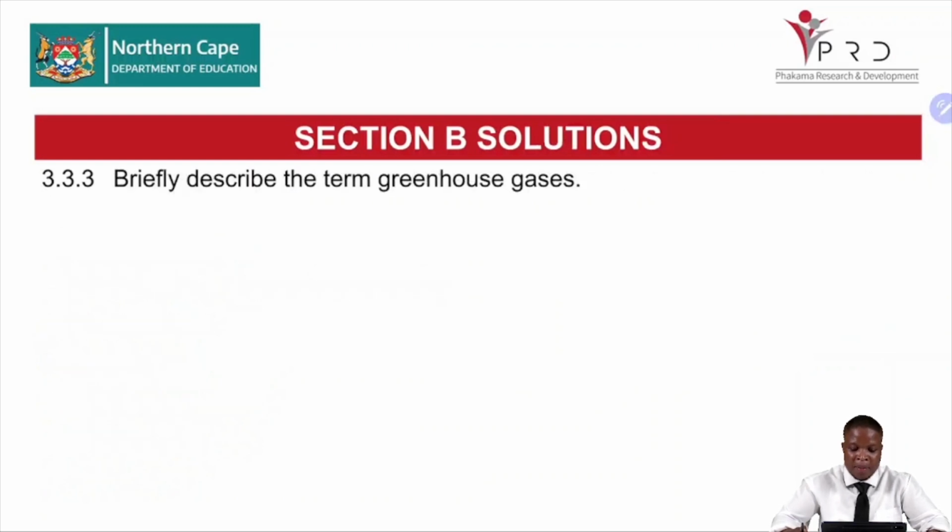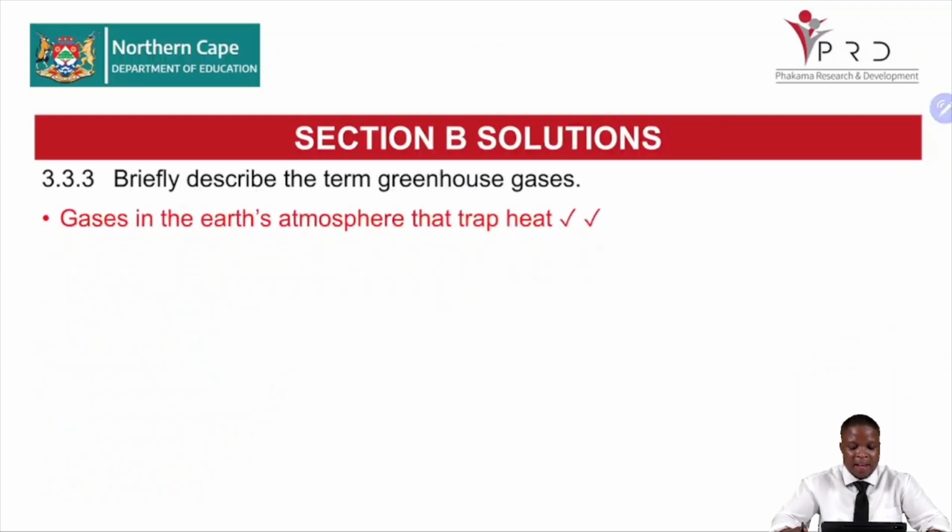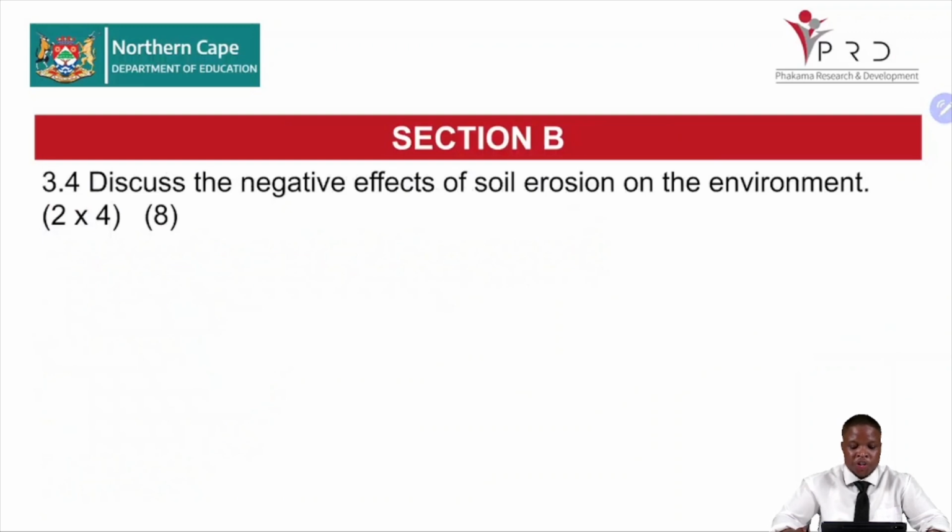Briefly describe the term greenhouse gases. Gases in the Earth's atmosphere that trap the heat. Those who are doing geography, you are more familiar with the greenhouse gases. Right, let's move to a middle order question, 3.4. It says, discuss the negative effect of soil erosion on the environment. Soil erosion is the removal of soil at a greater volume than it's formed. How would that affect the environment?